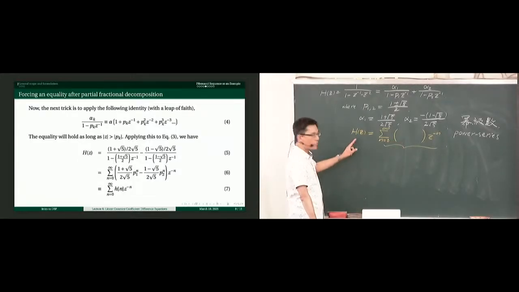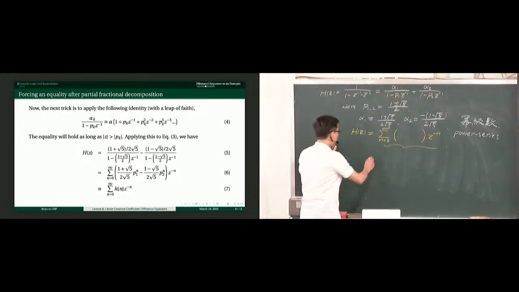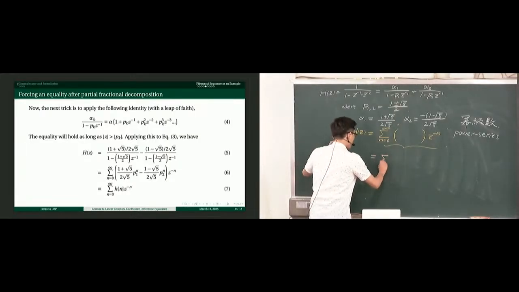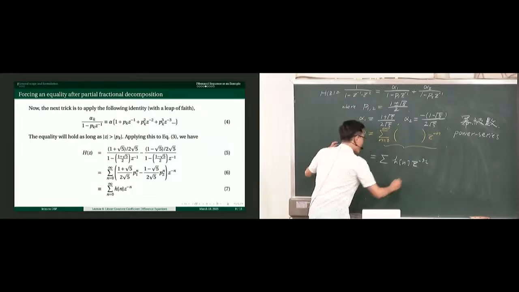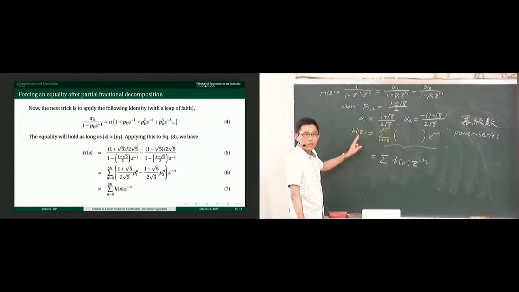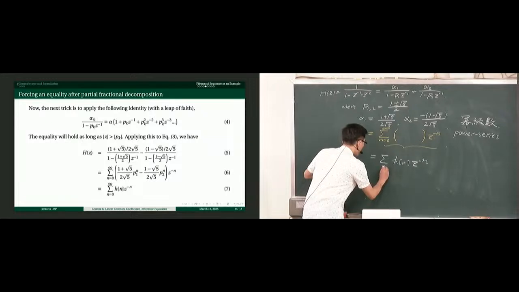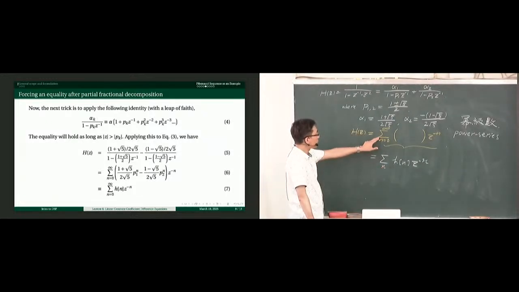But what's the definition of h of z? The definition of h of z is the summation of h n z to the minus n, right? That's the very definition from the very beginning. H of z is defined as that. That's simply a definition. So now, by comparing the last two lines, the very definition of h of z now equals this power series.